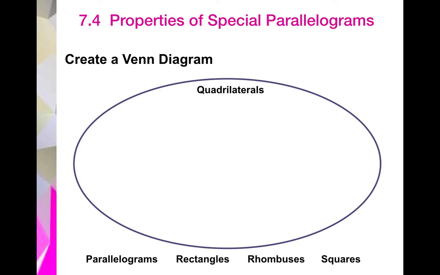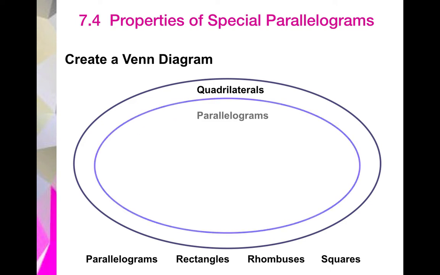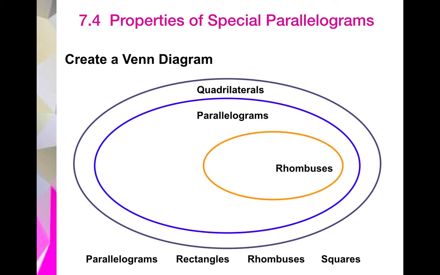Welcome back. The parallelogram, since it is the most general, is going to be the outermost layer. Every parallelogram is a quadrilateral, but very special quadrilaterals are parallelograms, and that's when they have opposite parallel sides. Every rhombus is a parallelogram, because the opposite sides are congruent. Rectangles are also all parallelograms because their opposite angles are congruent.